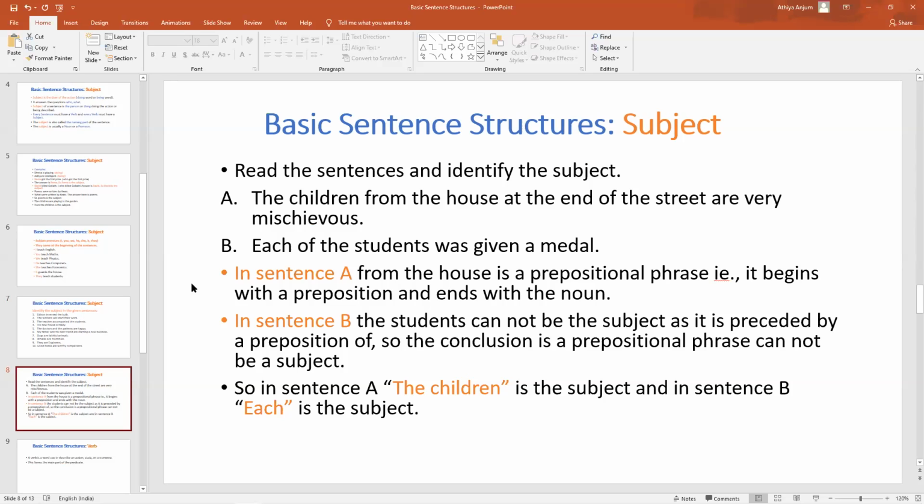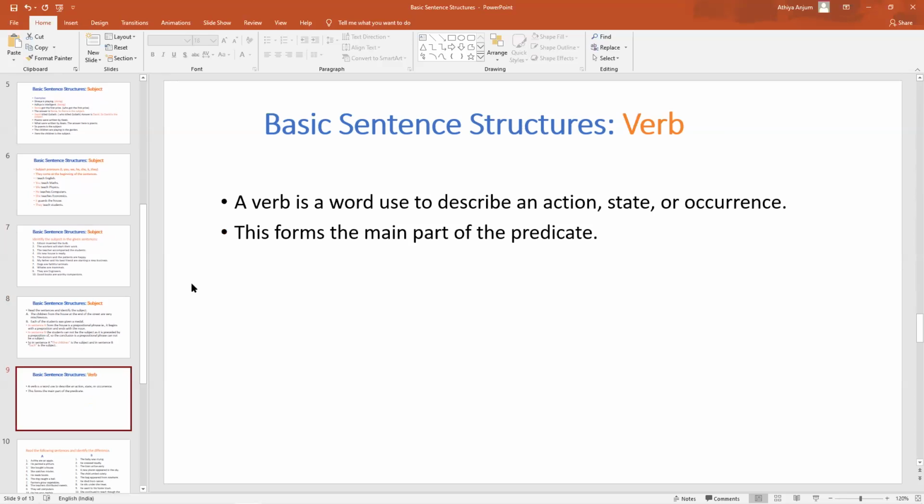So, which will be your subject here? Each. Each of the students was given a medal, right? So here, "each" is the subject. So, try to read the sentence that is given to you. Identify the noun or the pronoun there without the use of any prepositional phrase. That will be your subject. Okay, is it clear so far? Shall we proceed? Right, let's move on.